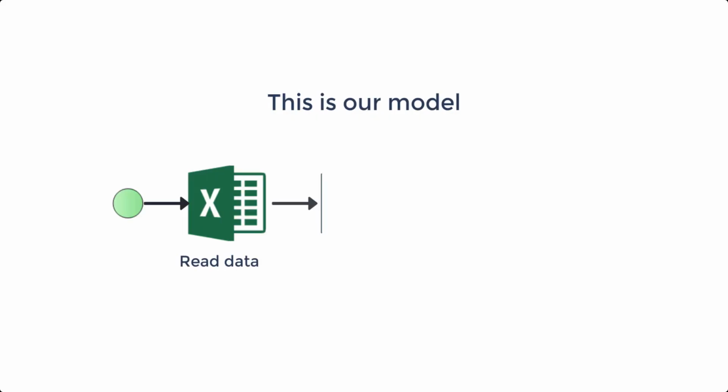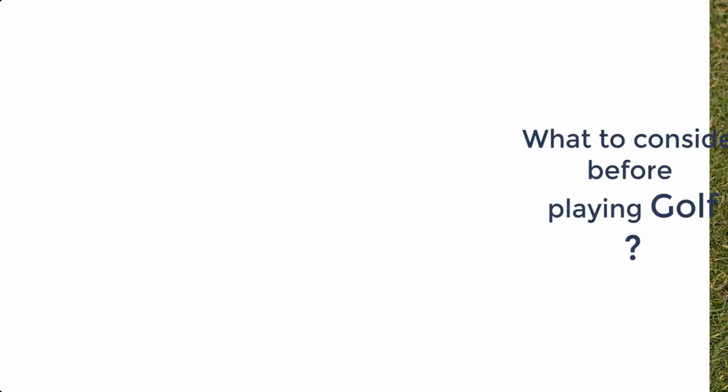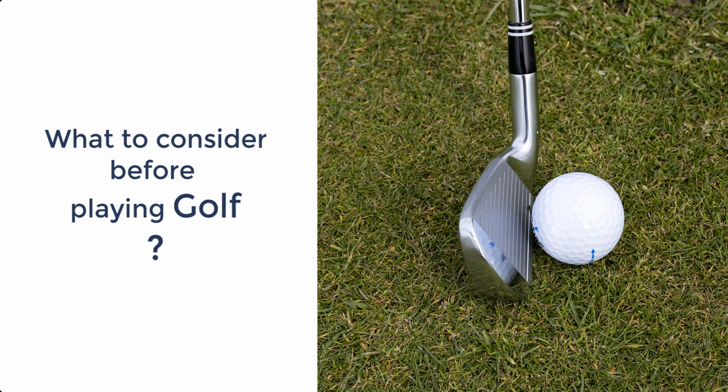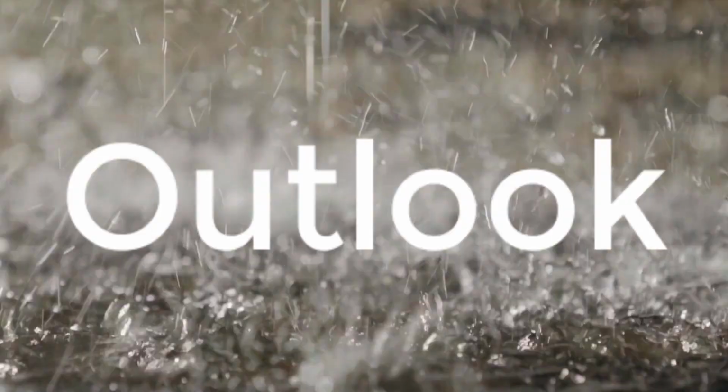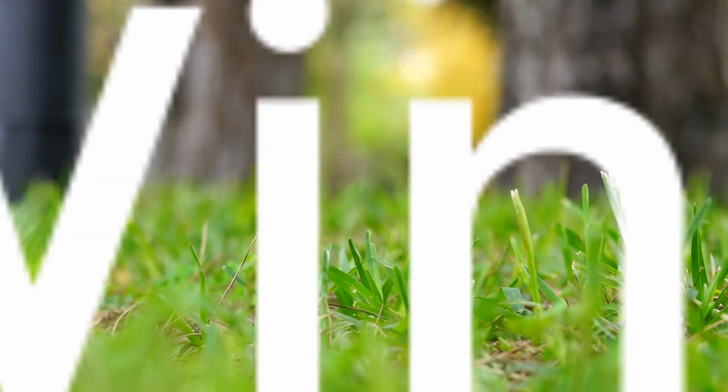Read data, train, predict. This example takes a dataset of weather details to train the model and predicts the possibility of playing golf using the C45 algorithm. Let's see what to consider before deciding whether it's a good day to play golf. The outlook, temperature, humidity, and wind.